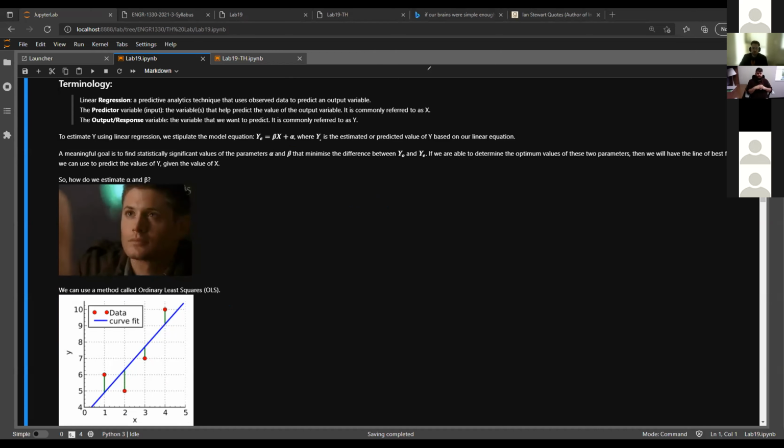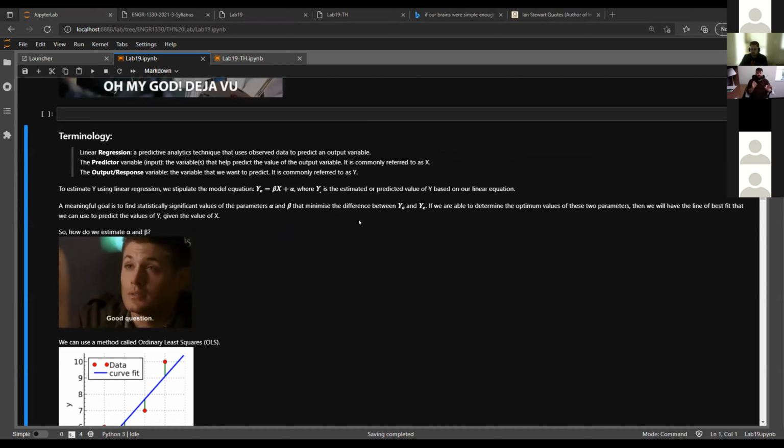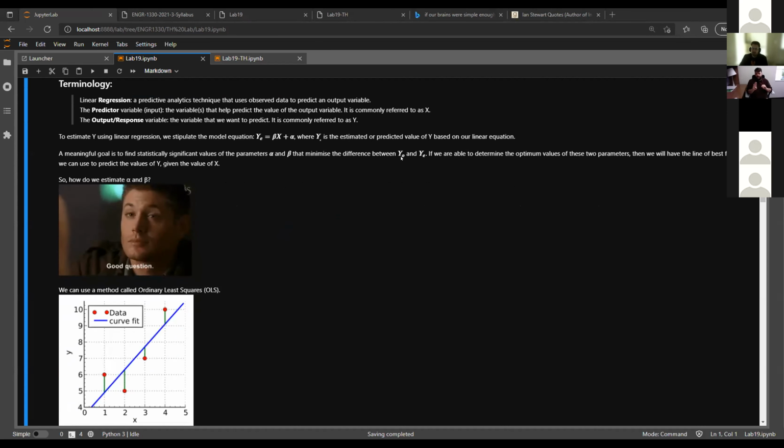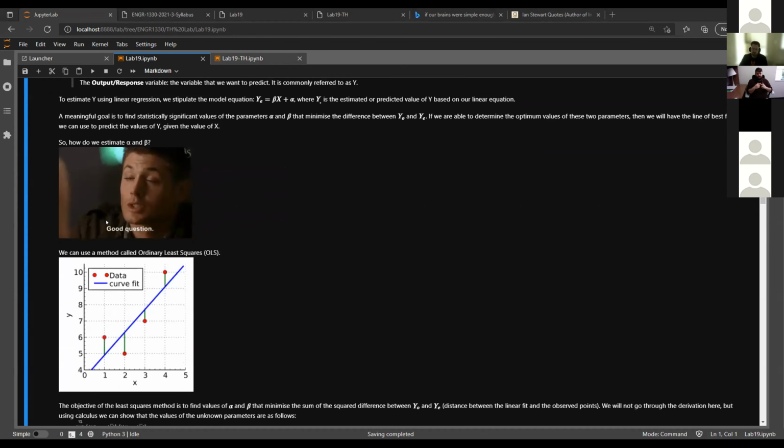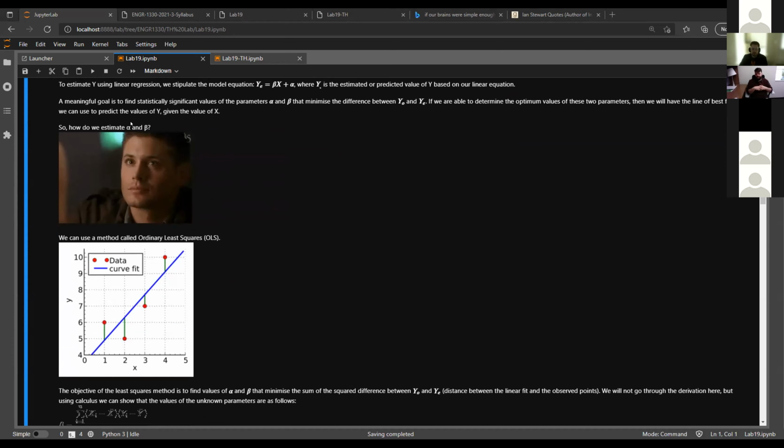So a meaningful goal is to find statistically significant values of the parameters alpha and beta that minimize the difference between y naught and y hat. If we're able to determine the optimum values of those, then we will have the line of best fit that we can use. So how do we estimate alpha and beta?